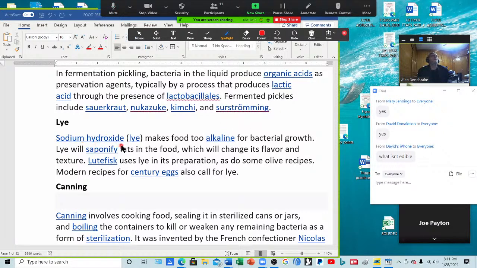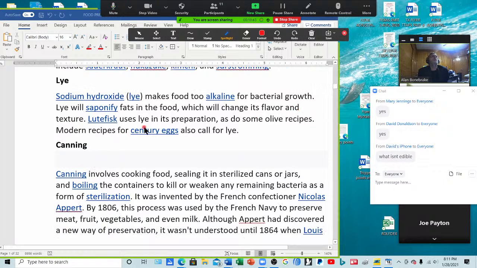Lye, or sodium hydroxide, makes food too alkaline for bacterial growth. Lye will saponify fats in the food, which will change its flavor and texture. Lutefisk uses lye in its preparation, as do Somali recipes. Modern recipes for century eggs call for lye.